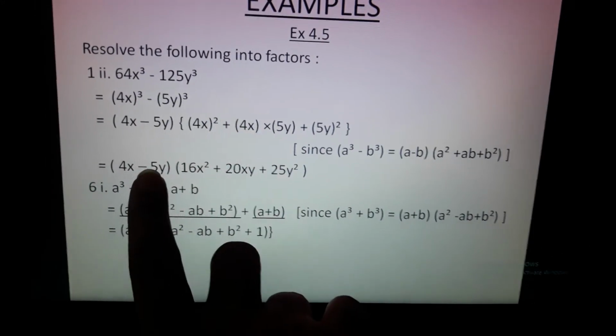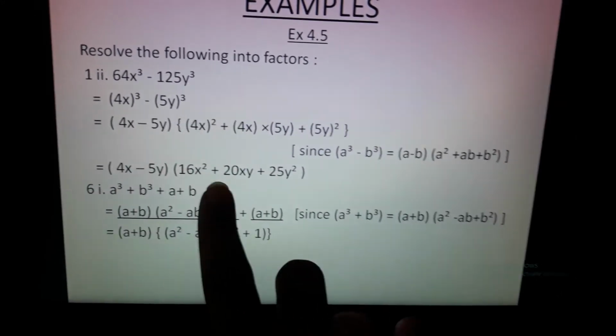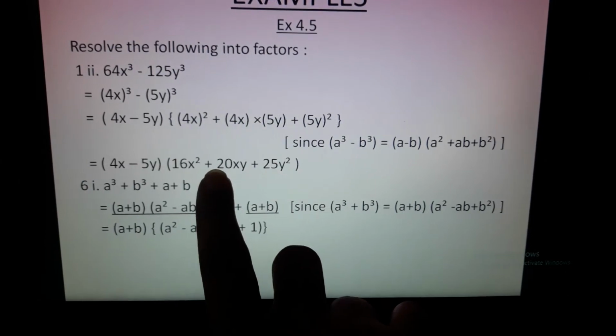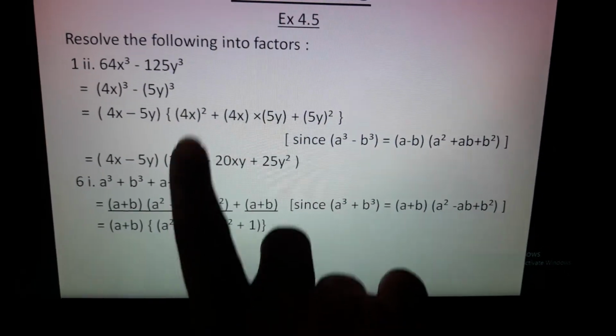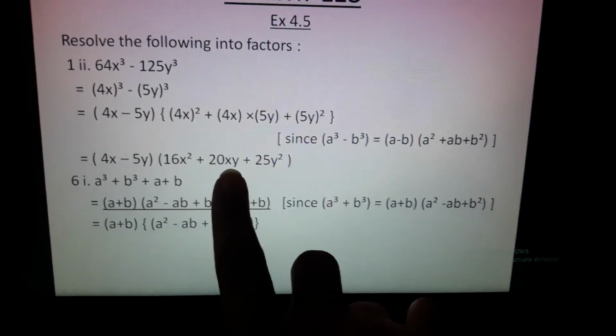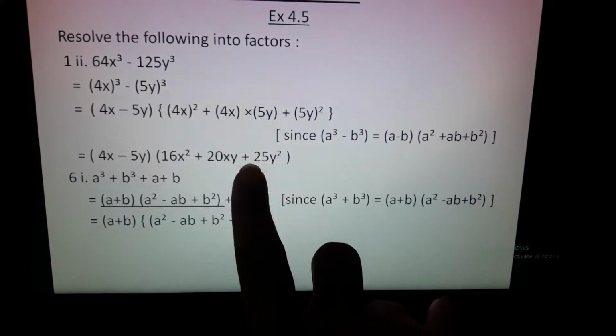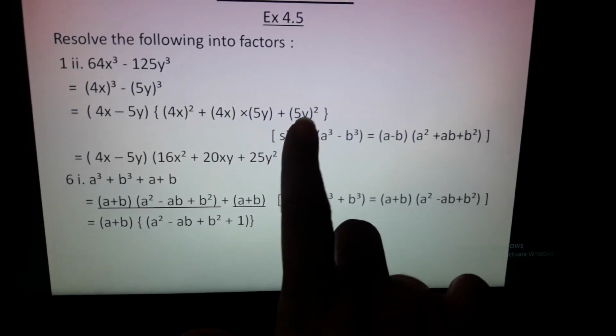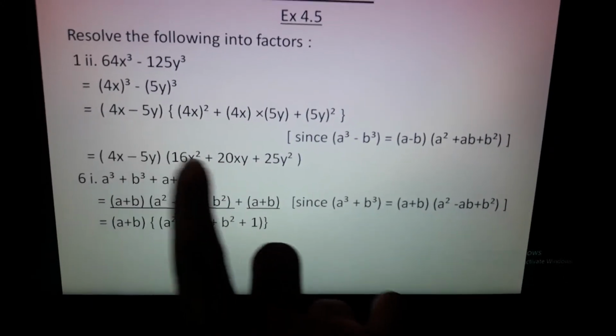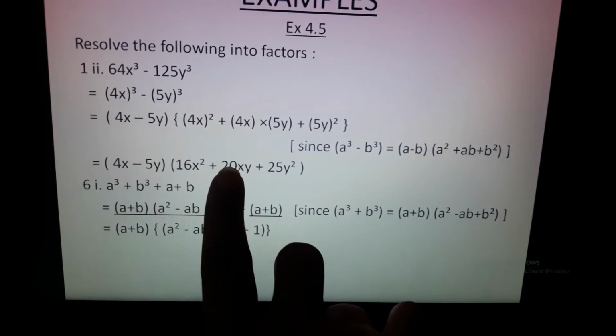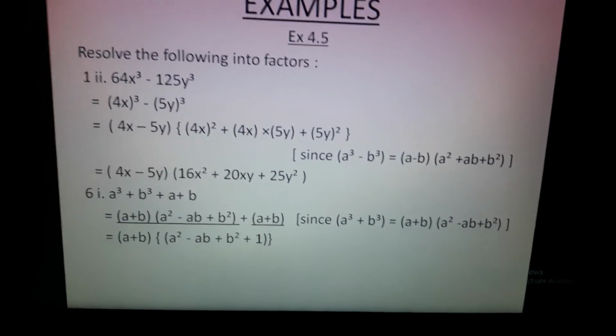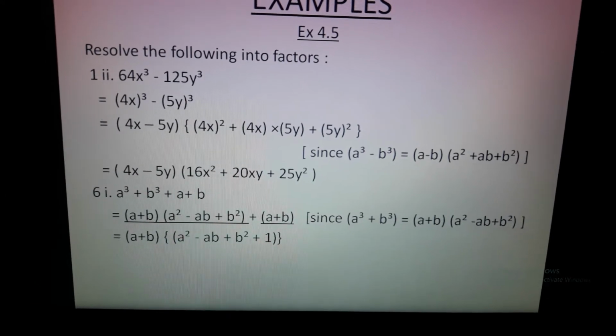See here, the first one is as it is, 4x minus 5y, and in the second one we are removing the curly bracket. We are writing 16x square for 4x whole square, plus 20xy for 4x into 5y, plus 25y square for 5y whole square. So these are our two factors, 4x minus 5y and 16x square plus 20xy plus 25y square.